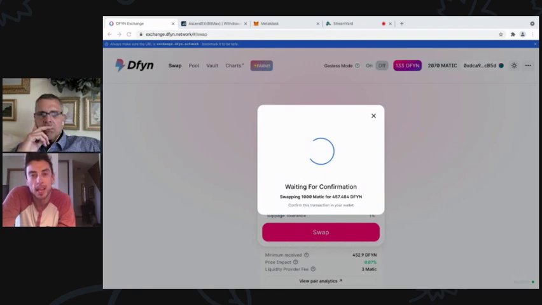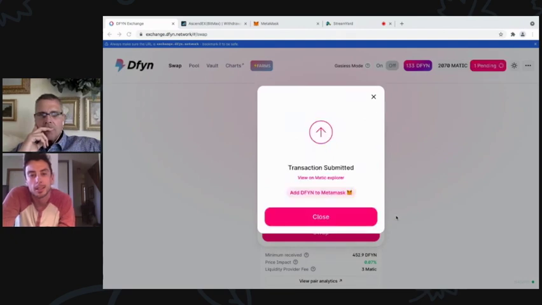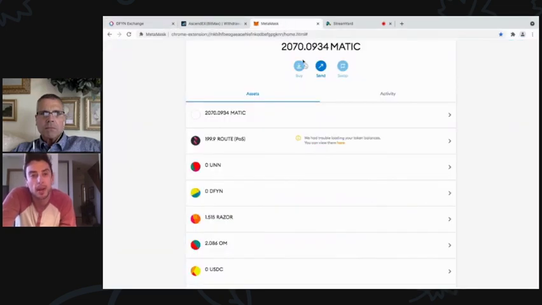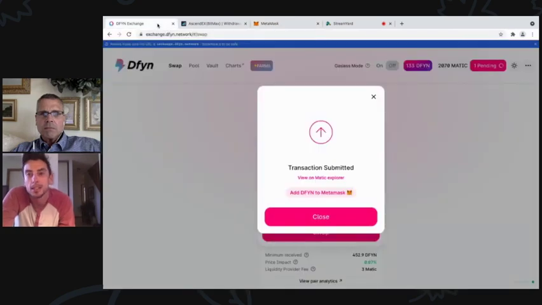The gas is 3 cents. Yes, that's crazy. And then it usually takes tops 2 minutes. So as we're doing that, obviously up top left, you can see it says swap, pool, vault, charts, farms. It's all laid out for you guys. So once this accepts, I will then have Root and DFYN in my MetaMask. So we're still waiting, as you can see. It's funny because it's taking longer than it normally does. Always for entertainment purposes.